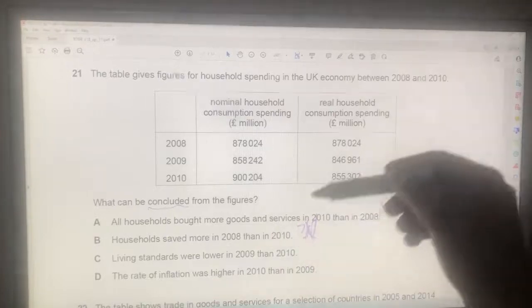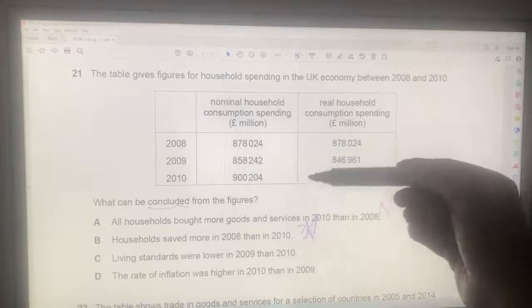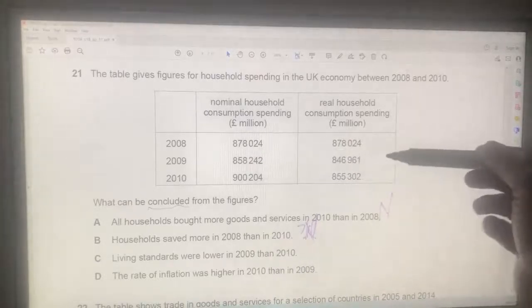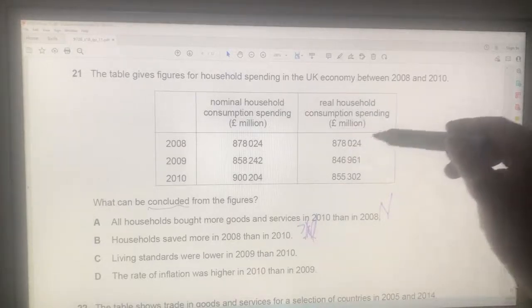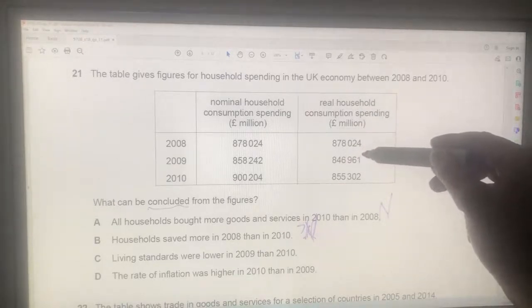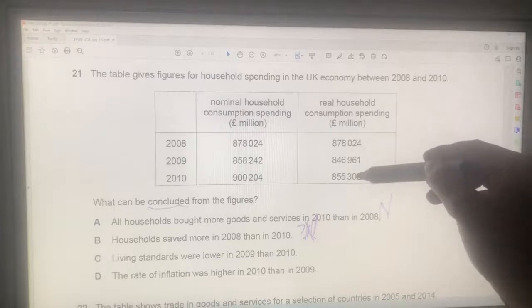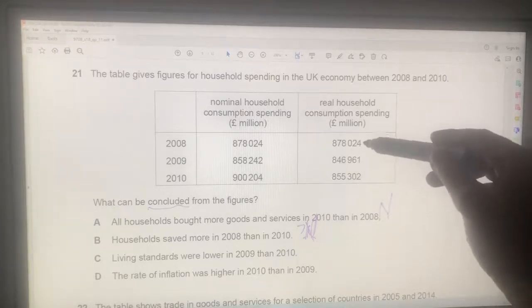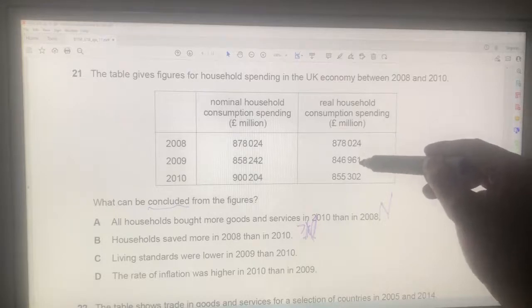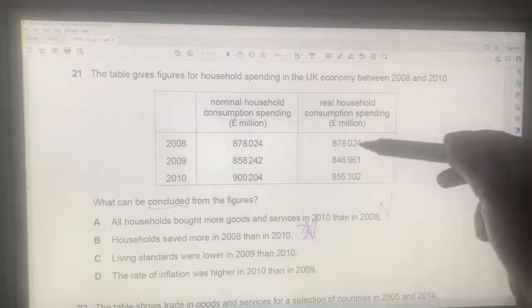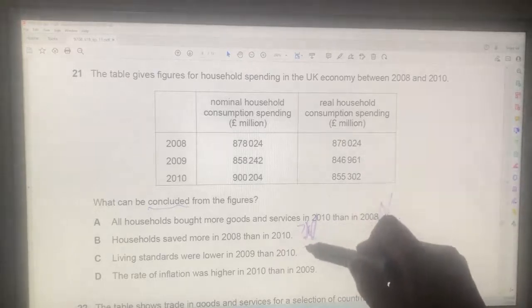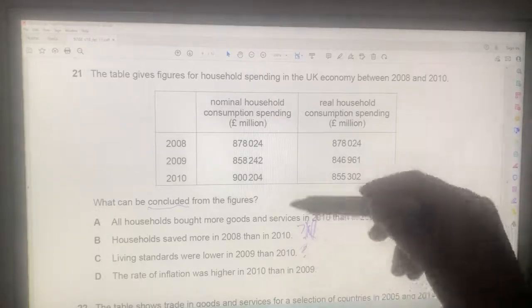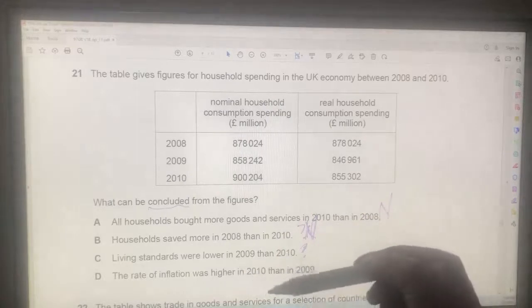Let's see, 2009 than 2010. Again, we're not sure. Living standards are lower in 2009 than 2010? We're not sure. Maybe there was deflation between 2008 and 2009. Oh, that was the financial crisis. So probably. So not sure about C. So hope D works out.